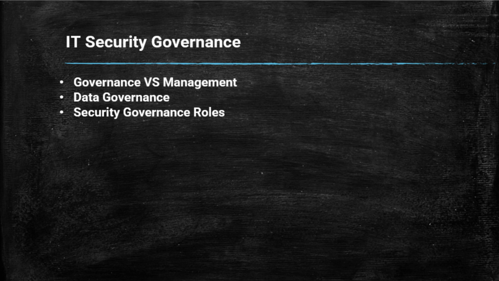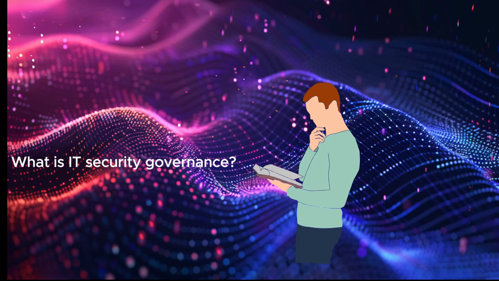The first question coming to our mind: what is IT security governance? So IT security governance is all about determining who holds the authority to make decisions regarding cybersecurity risk within your organization or your company. It's about showcasing accountability and providing oversight to ensure that risks are properly mitigated and that security strategy aligns with the organization's business goals and requirements.